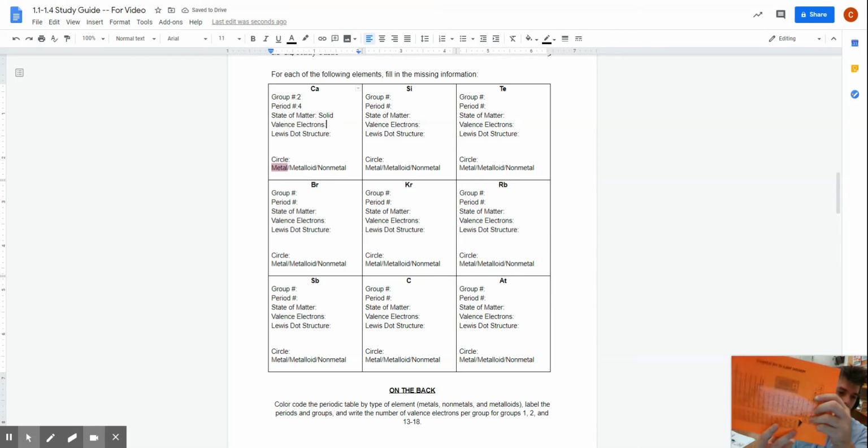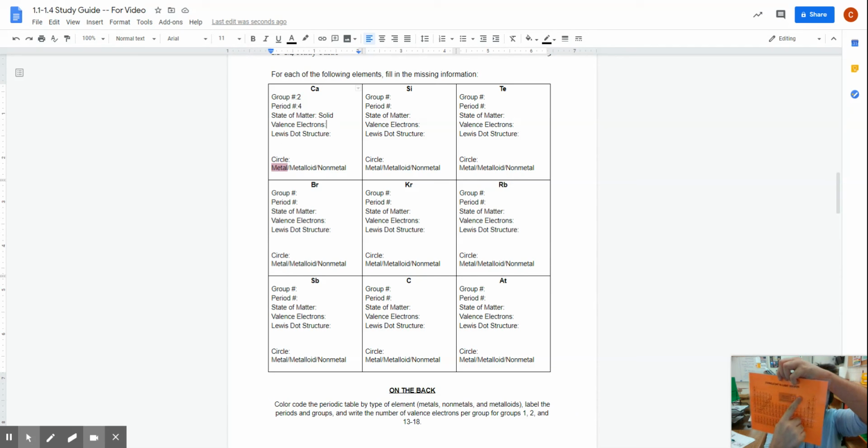Well, I just count across. 1 valence electron, 2 valence electrons, 3, 4, 5, 6, 7, and 8. Each group shares the same number of valence electrons, and I can find them by just counting across my main group elements, which are 1, 2, and 13 through 18.